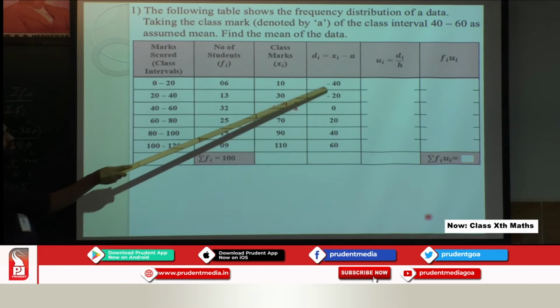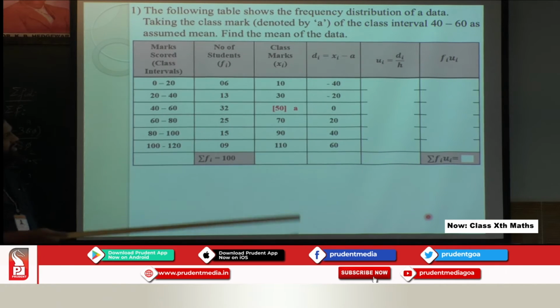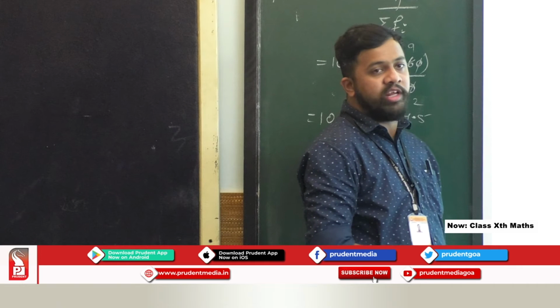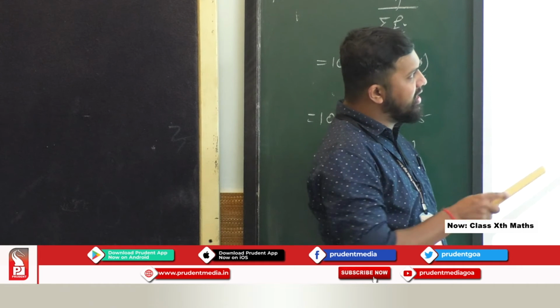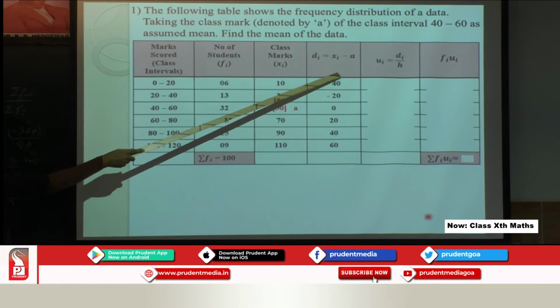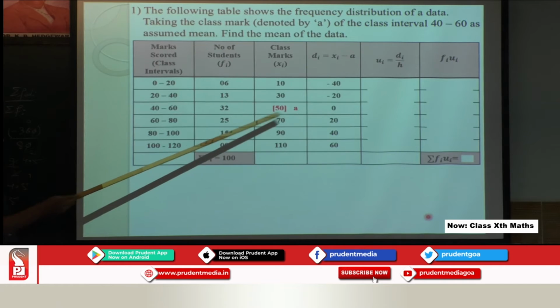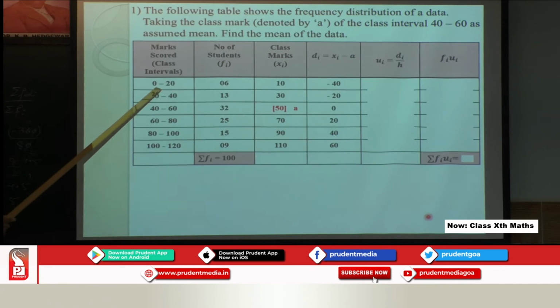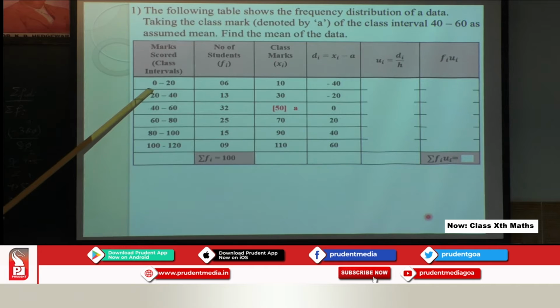Sometimes they may not give you the di column, they may directly give ui is equal to di upon h. So you can find di, you can make an extra column also, or you can do it directly. How to find di? You know, xi minus A. How to find ui now? Divide by h. Now what is h? Class size.